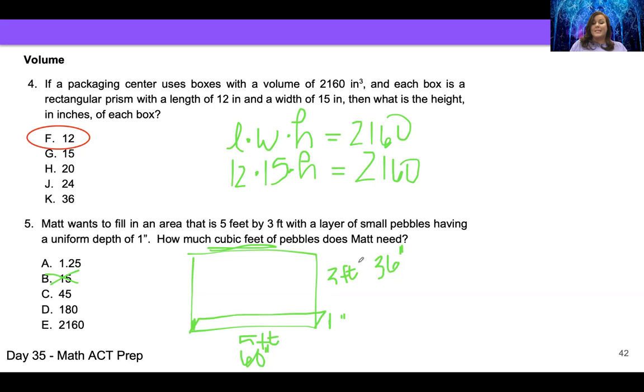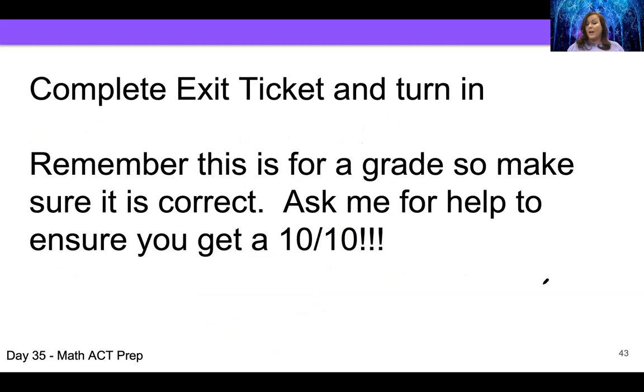We can do that, multiply 60 times 36 times 1, and then convert back to feet. But probably the easiest thing to do in this scenario, usually it's better to go from the larger conversion to the smaller one. I would end up taking this one and changing it to 1/12 of a foot. So now I can do 5 times 3 times 1/12. And it's basically going to be 15 divided by 12, which gives you 1.25 cubic feet.